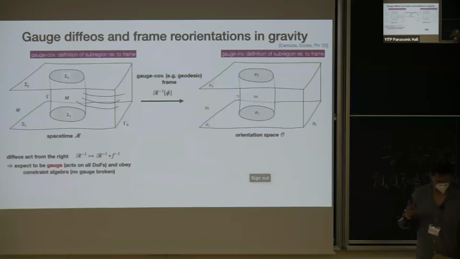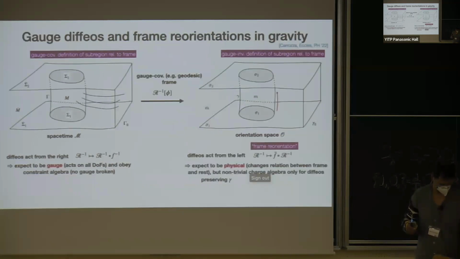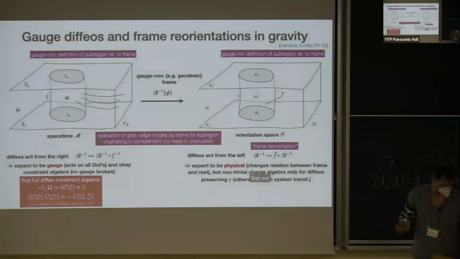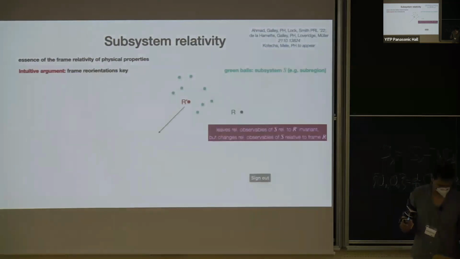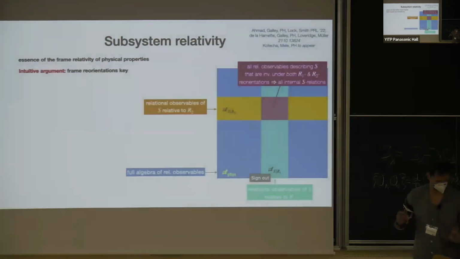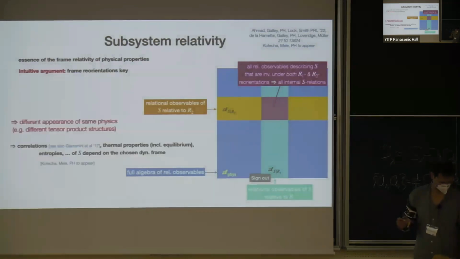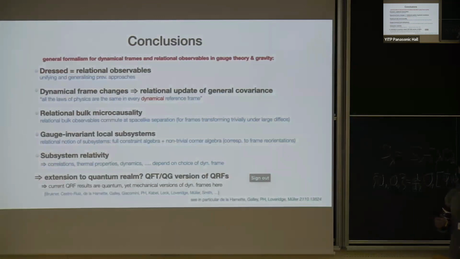And you can use this picture to also have a nice physical interpretation of boundary charges and so on that you can interpret in terms of these frame reorientations that I described. You get nice corner symmetry algebras. Then the last part was also relating to the subregions. It turns out that the notion of the subsystem becomes frame relative. And in particular, also the notions of thermodynamical properties or correlations, and even whether it is in equilibrium or not, depend on your choice of frame. That also relates to quantum reference frames. But I guess I don't have time to discuss that.